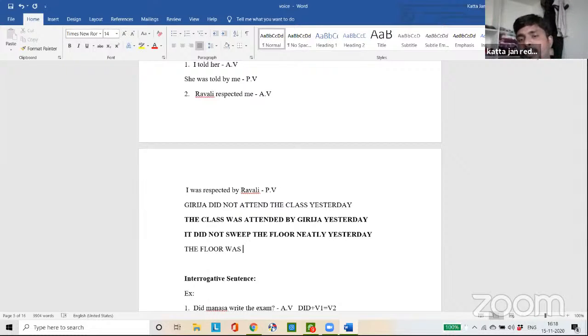Now the fourth step. The verb form is turned into V3. What is the V3 form of sweep? Swept. After V3, by. After by, the subject. Subject and object should be written as they are, they never change. Then later, neatly yesterday. So this is the way we change active voice into passive voice.